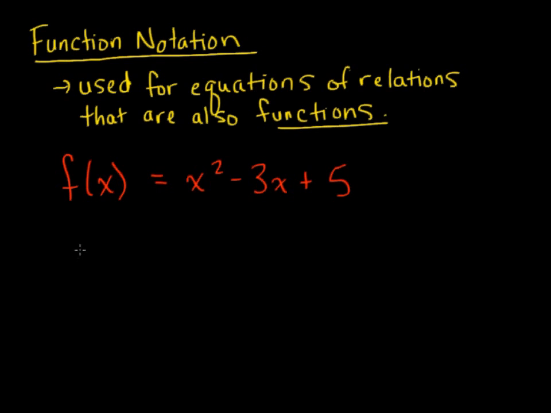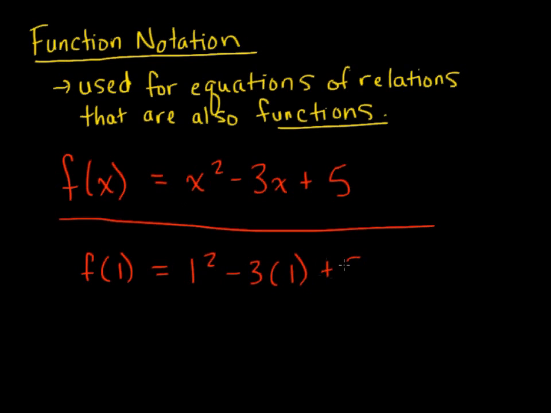Now, using this function notation, we can do things like plug in values of x and solve for what the function value is at that x value. For example, f of 1 means that we want to find what is the function value when x is 1. So we substitute an x value of 1 into the equation and then simplify. So this will tell us that the function value when x is 1 is actually equal to a value of 3. This also indicates actually an ordered pair as well that's on that function.